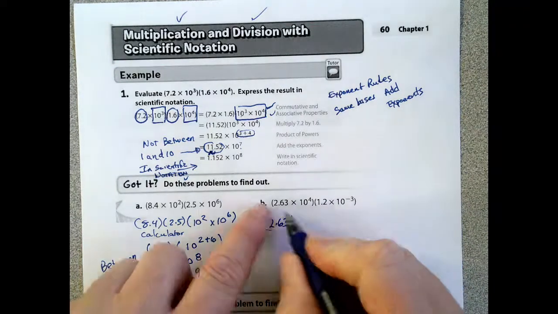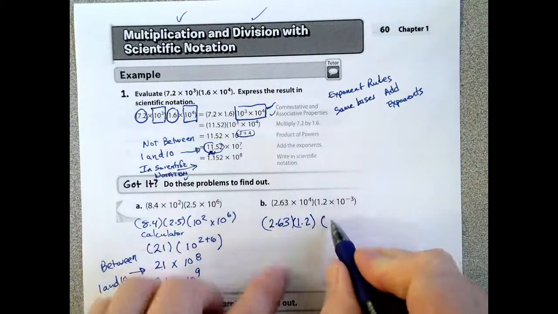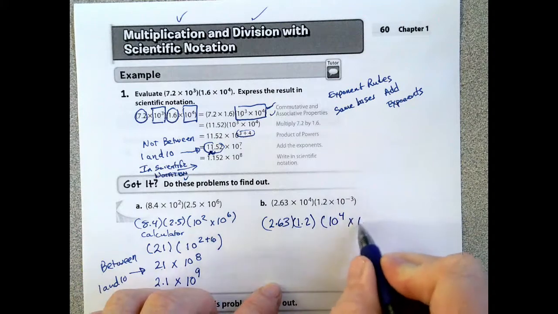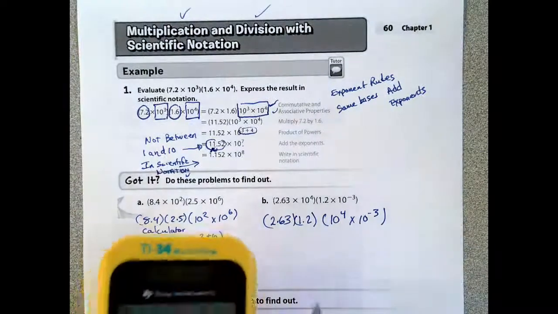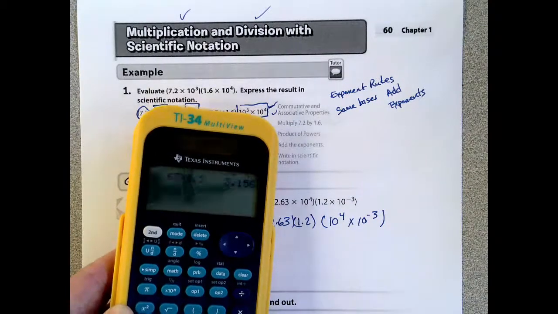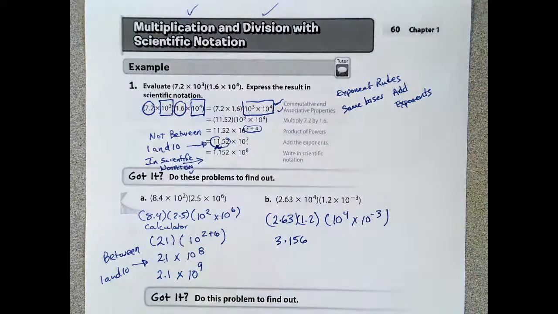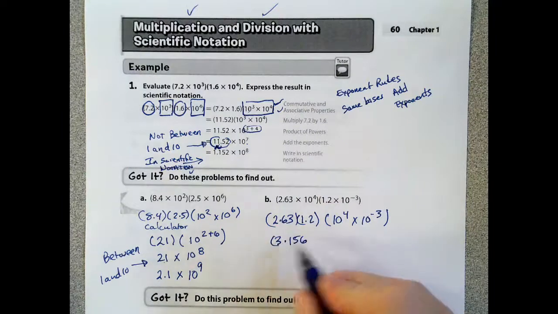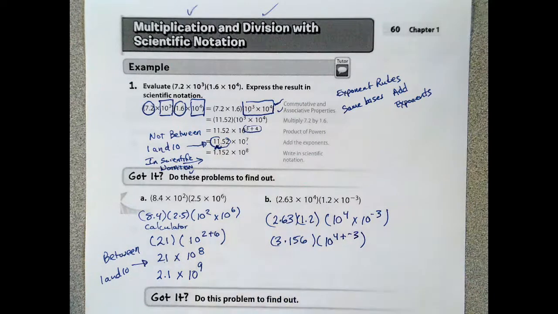2.63, we're going to associate this one with this 1.2, and then we'll group the 10 to the 4th times the 10 to the negative 3 together since they're the same bases. This might work out really good here because this number 2.63 times 1.2 will end up being 3.156. So is that between 1 and 10? Okay. Here we have 10 to the 4th plus negative 3. So where bases are the same, we add the exponents together. We get 3.156 times 10 to the 1.